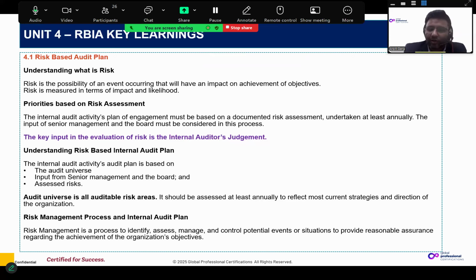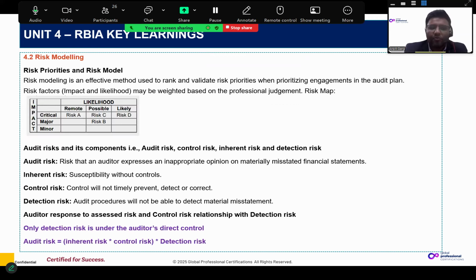So risk management is a process to identify, assess, manage, and control potential events or situations to provide reasonable assurance regarding the achievement of organization objectives, right? So same definition that we've understood, everyone. So people, on this page, I think the one critical learning that we've got is: the key input in the evaluation of the risk is whose? Can you all say that? The key input in the evaluation of the risk is the internal auditor's judgment, right? Very good. People, I'll move on to the next slide now.